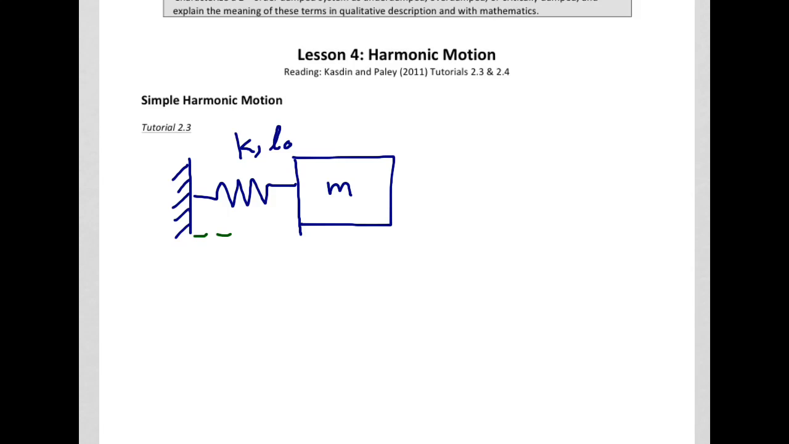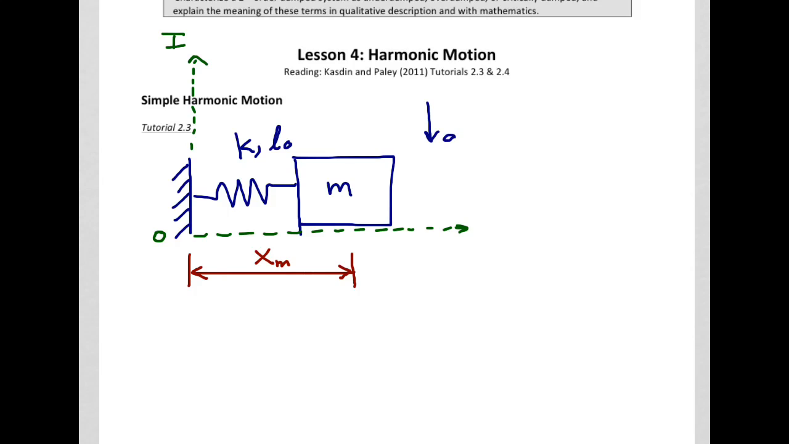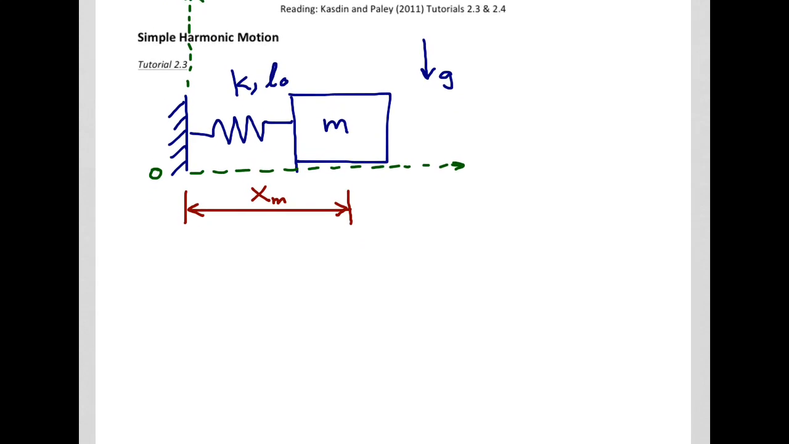We need to put our reference frame on our paper. So this will be our reference frame I. We have an origin O. And then define our coordinates, where our coordinates will define as the position away from the wall be x sub m, and then don't forget gravity. Gravity is pointed down. So there's our system sketch, and then now we need to draw a free body diagram.